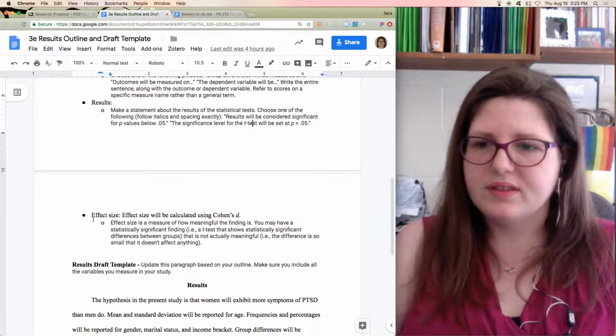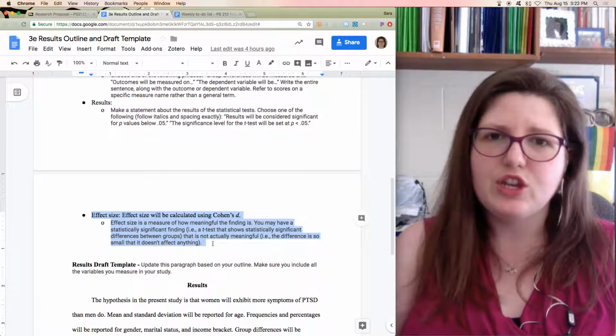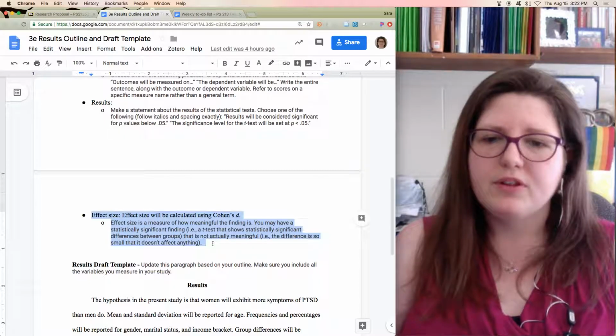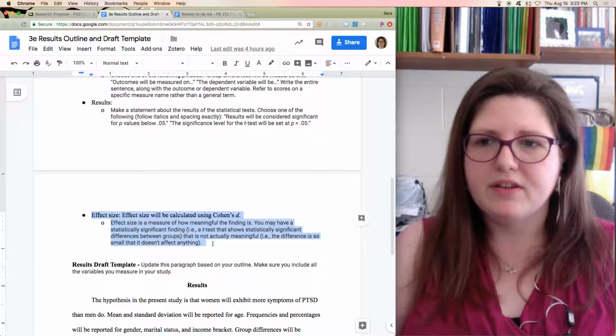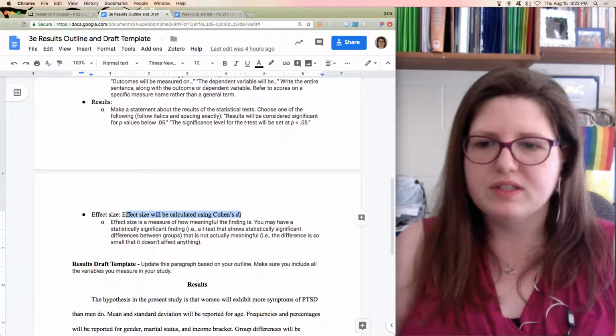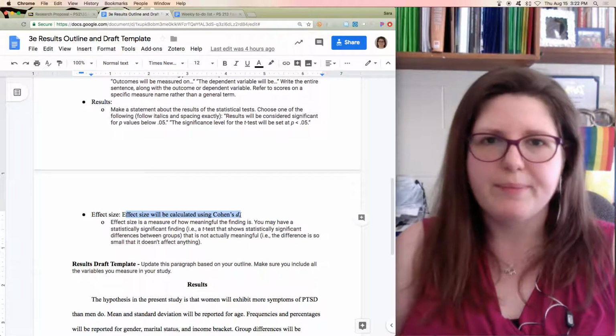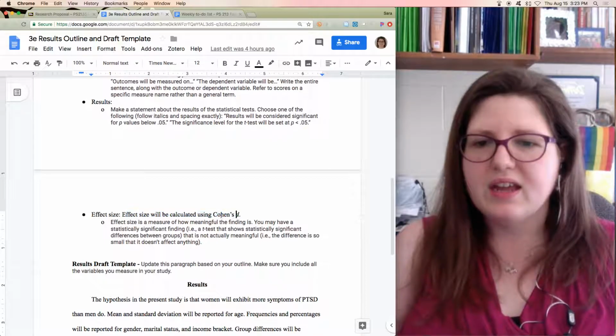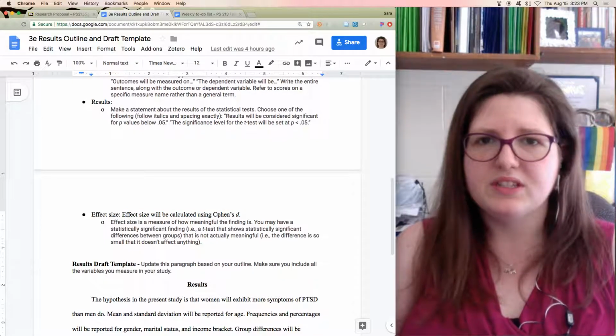The last sentence, this is something new I've added in. You're obviously not going to calculate it, but I want you to make a statement that effect size will be calculated using Cohen's d. You don't need to pick one or the other, just copy that exactly as it's written. And again, Cohen gets capitalized because it's a person's name.